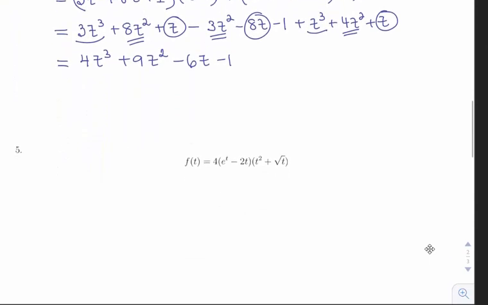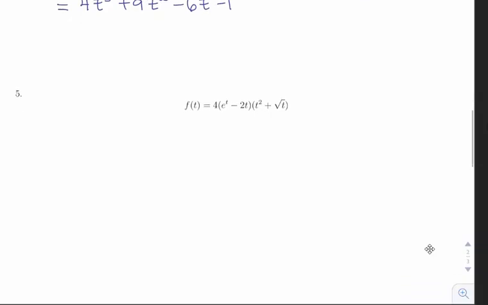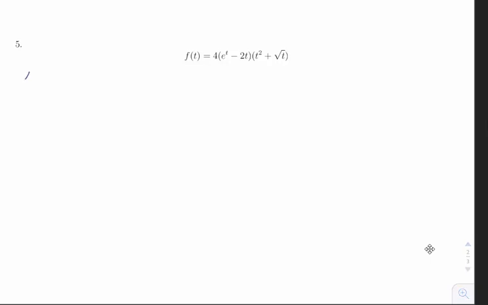Okay, let's take a look at this one. This one says the following. I have 4 times e to the t minus 2t times t squared plus 4t. The product rule will still apply here, but one of the common mistakes would be saying, okay, well, the derivative of 4 is 0, which is right. 4 prime is 0. So the whole thing is 0.